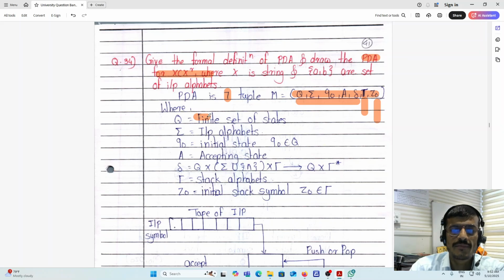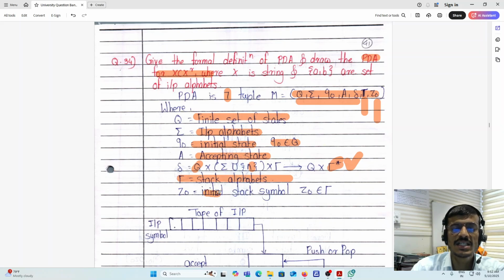So Q is what? Finite set of states. Σ is what? Input alphabet. Q0 is what? Initial state, which belongs to Q. A is the accepting state, and the transition function delta is what? Q × (Σ ∪ null) × stack alphabet, which gives you Q × stack star, meaning a stack string will be there. So Γ is the stack alphabet.